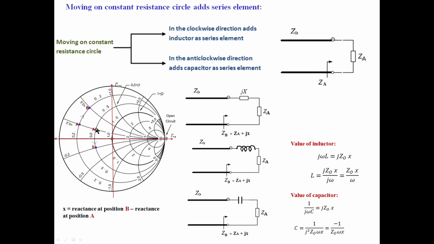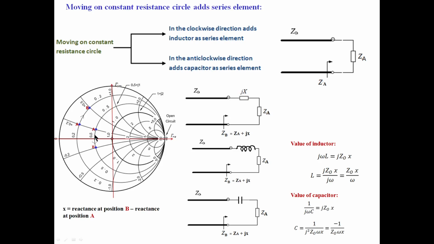Similarly, if you move on the resistance circle in the anti-clockwise direction, like this. This is the load, for example. I took a different load. What is the load here? 0.5 plus j0.2 is the load I took here.